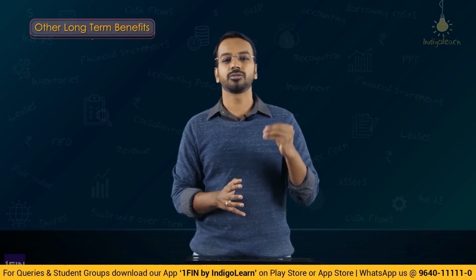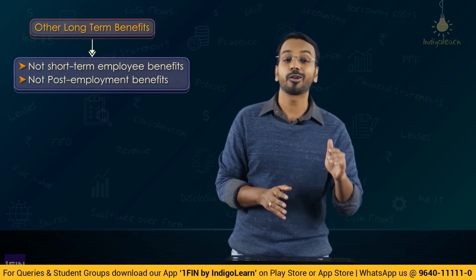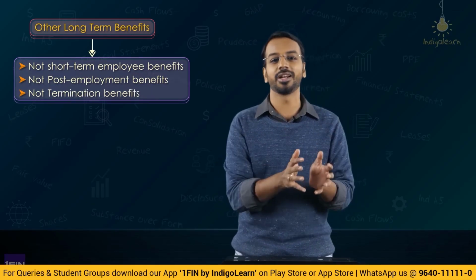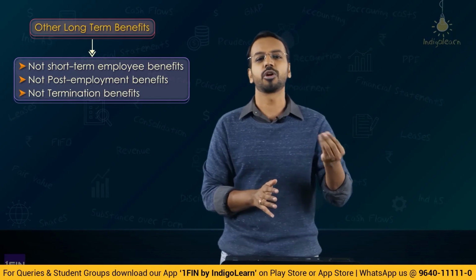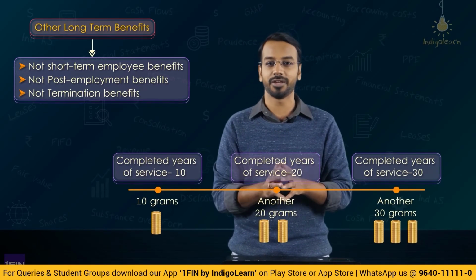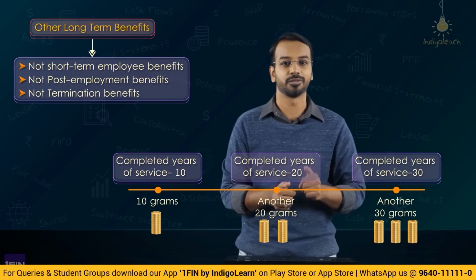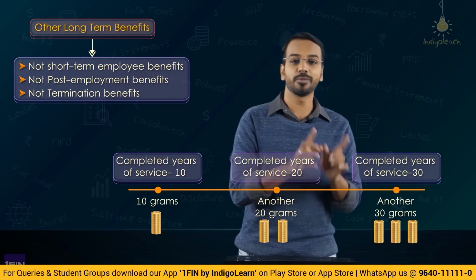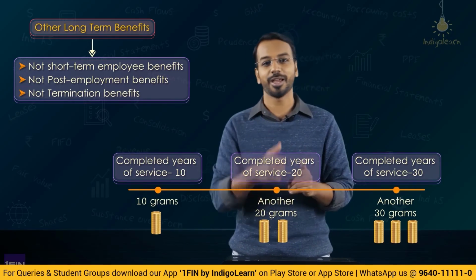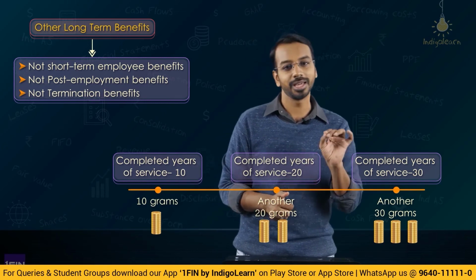Then apart from this, we have something called other long-term benefits. Now, what are these other long-term benefits? These are those benefits which are neither short-term, nor post-employment benefits, nor termination benefits. That residual category is the other long-term benefits. What could be an example? Something like the gold coin example that I gave you, right? That is not a short-term benefit definitely, because it is not payable within 12 months of the completion of service. You have to complete 10 years of service, right? Then it is not a post-employment benefit also, because it is paid during the employment. So that gold coin can be classified as an other long-term employee benefit, right?